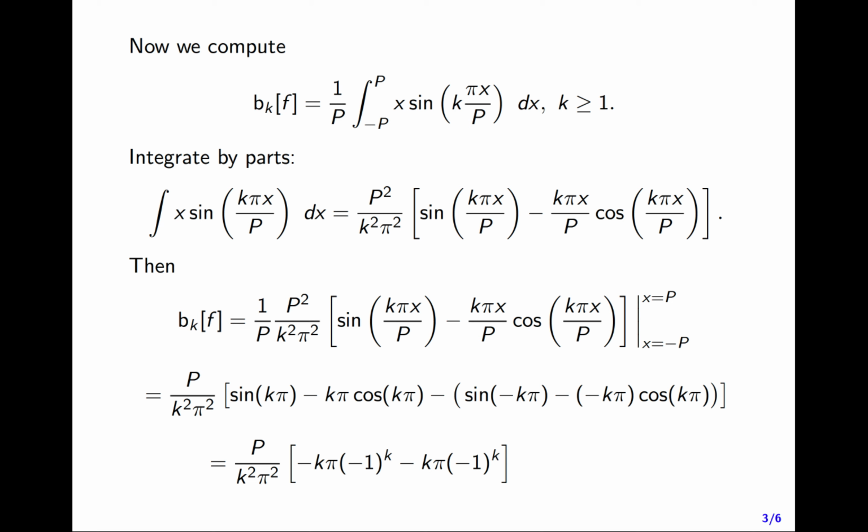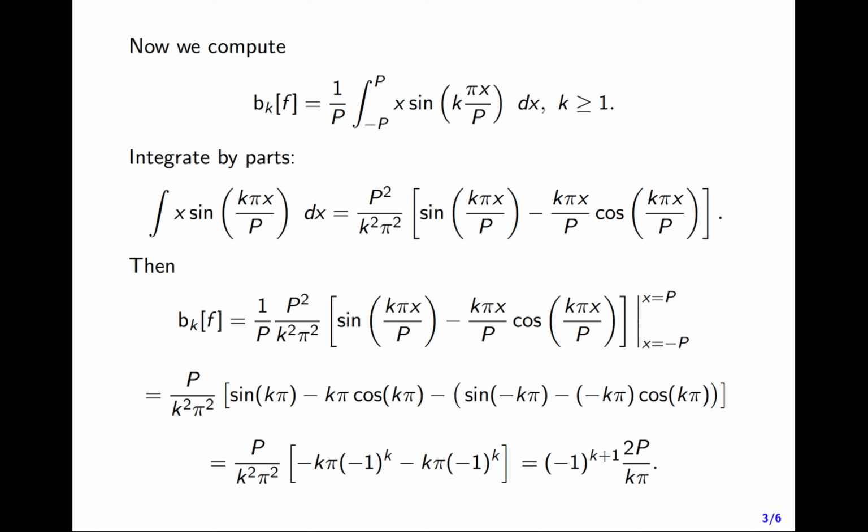So now I see all my sines go away. So sine of k pi is equal to 0, sine of minus k pi is equal to 0, and my cosine of k pi's turn into minus 1 to the k's. So I'm left with p over k squared pi squared times minus k pi times minus 1 to the k minus k pi times minus 1 to the k. Okay, and that turns out to be equal to minus 1 to the k plus 1 times 2p over k pi. Let's check my claim there a little bit.